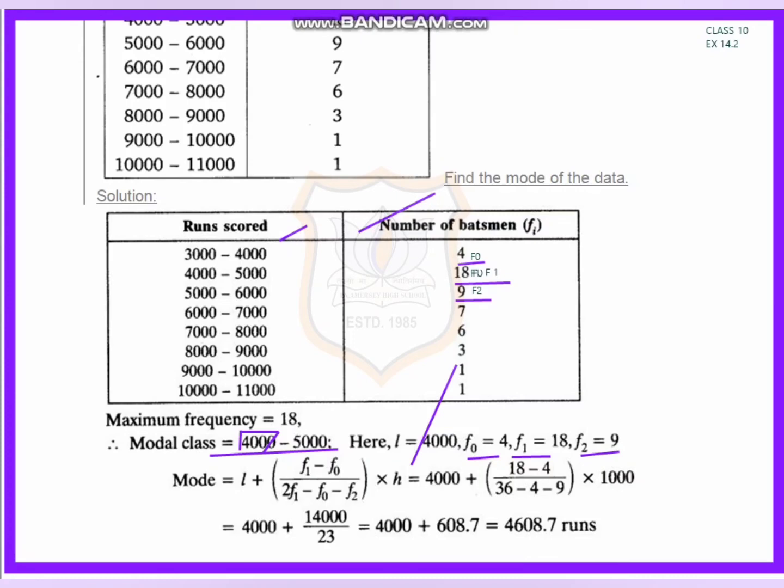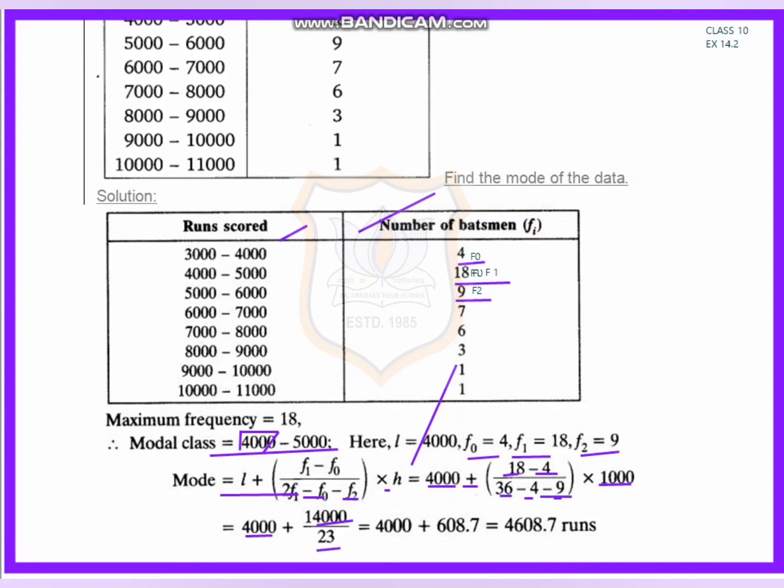So L is 4000. Now the formula of mode is L plus bracket (F1 minus F0) upon (2F1 minus F0 minus F2) into H. L is 4000 plus F1 is 18, F0 is 4, 2F1 is 2 into 18, which is 36, F0 is 4 and F2 is 9. Now solving this, first of all 18 minus 4 is 14, 14 into 1000 is 14,000 and 4,000 is as it is. Now 36 minus 4 is 32, 32 minus 9 is 23.